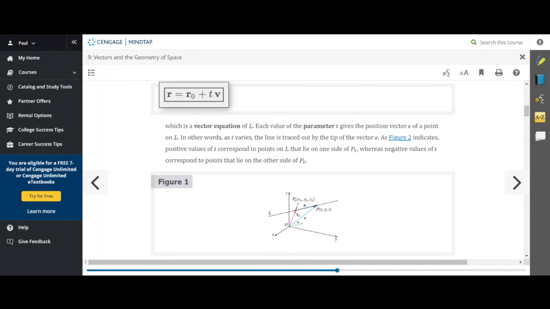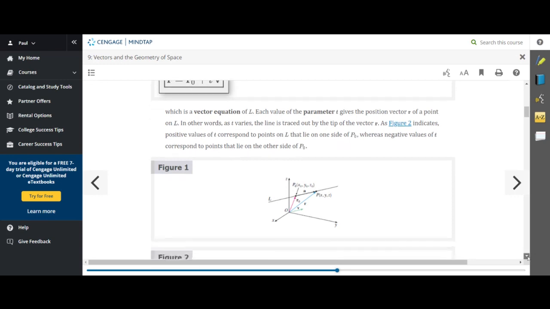And as P varies, as you trace out the line in space, the point P is going to have different coordinates, and that means a is going to be different. That'll vary, and then the t in t times v will vary. And so this is a vector equation that describes the line in space: r equals r sub 0 plus t times v.